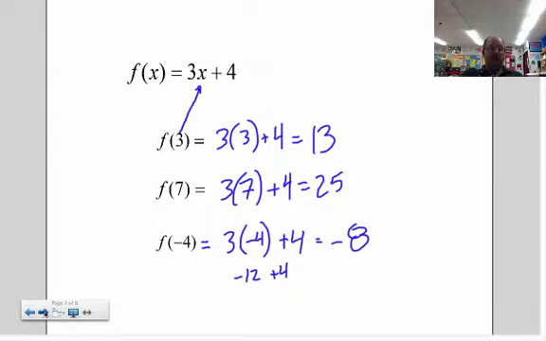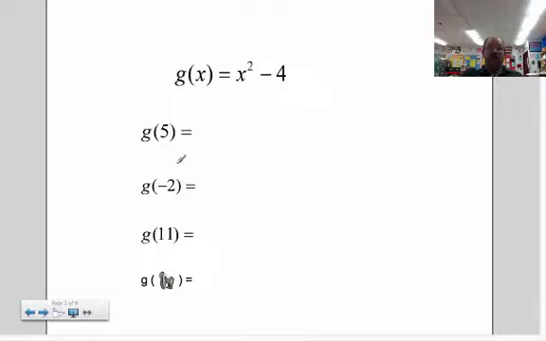And if we had a problem like the g of x is equal to x squared minus 4, well, then if we want to know what the g of 5 is, 5 squared minus 4. Remember what 5 squared is? 5 times 5, 25 minus 4 is 21. Got ahead of myself.